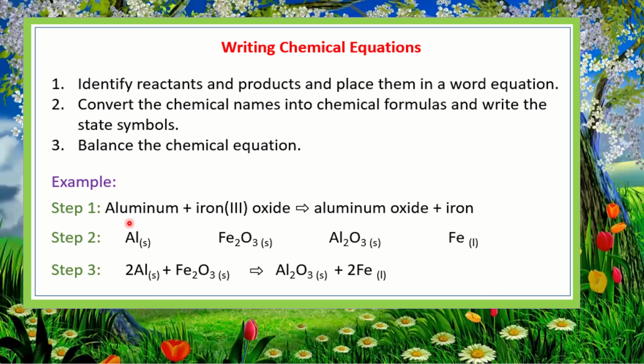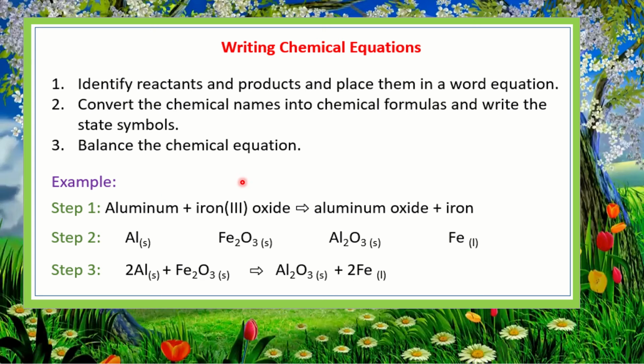For example, here at first it is written in words: aluminium plus iron oxide, iron 3 oxide. That means the valency of iron is 3. It is iron 3 oxide, or you can write ferric oxide, because you know the valency of iron is 2 and 3, and when the valency is 3 then it is ferric. So it is ferric oxide, and products are aluminium oxide plus iron.